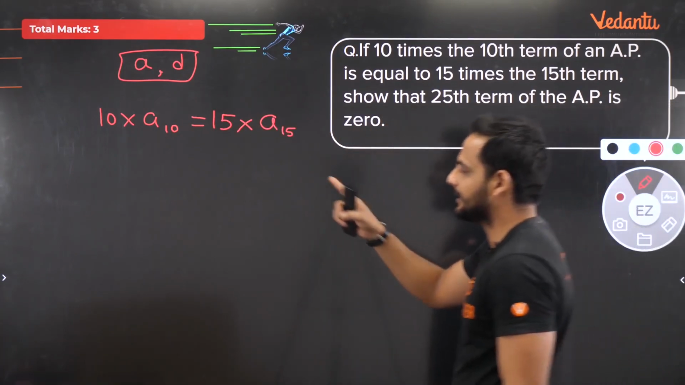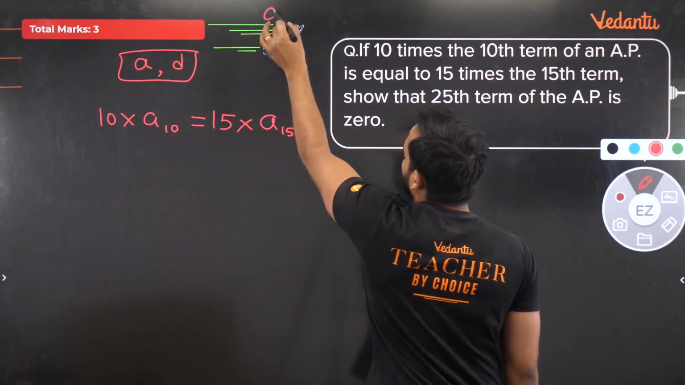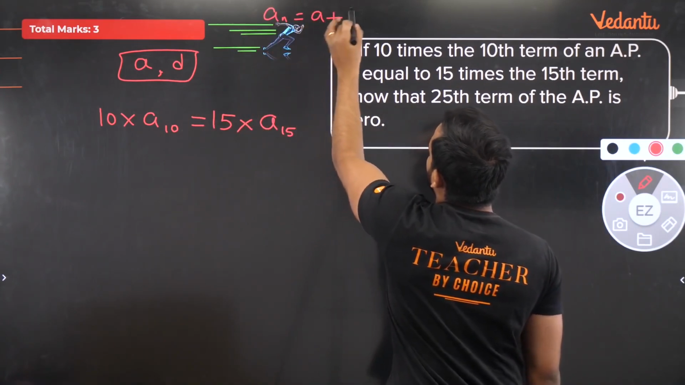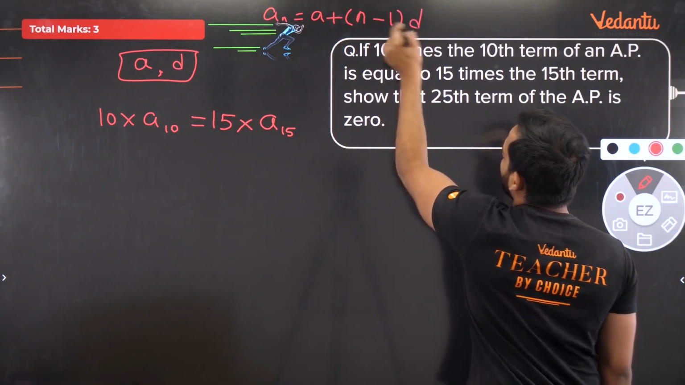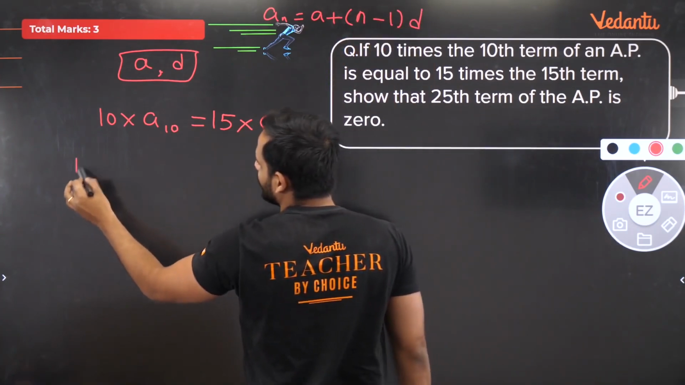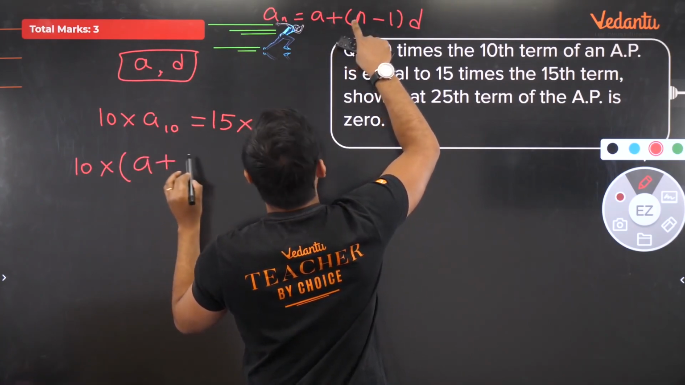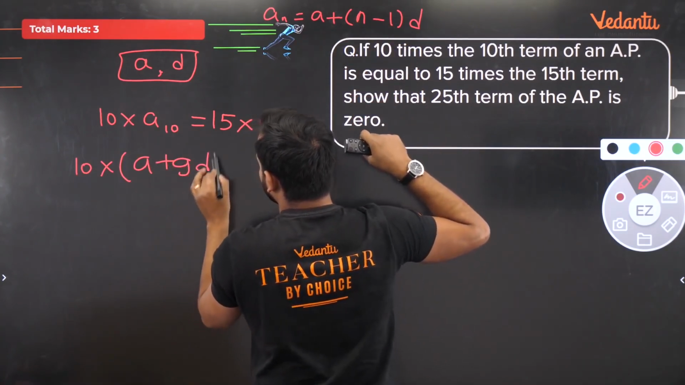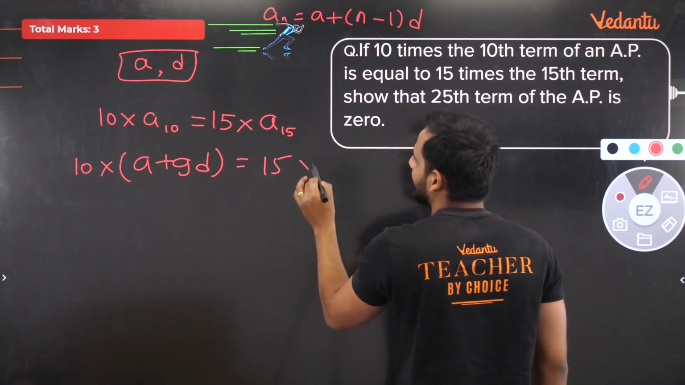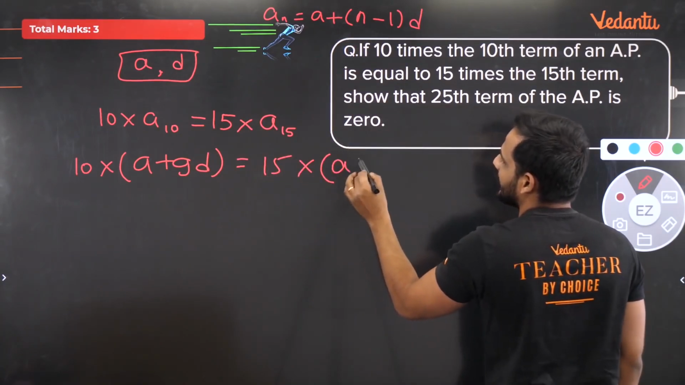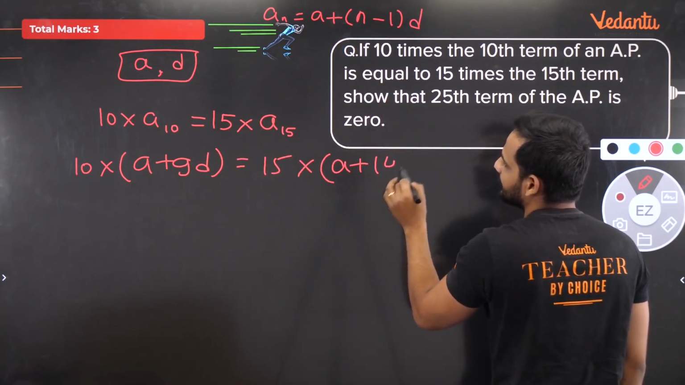So now write the formula for A10. Using the formula, An is equal to a plus (n minus 1) into d. If I put n is equal to 10, I will get a plus 10 minus 1, that is 9d, multiplied by 10. And 15 times, put n is equal to 15, a plus 15 minus 1, 14d.